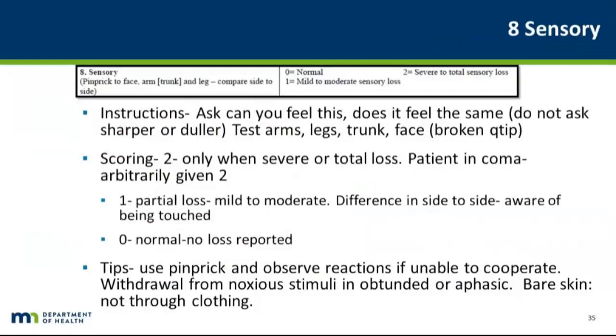For testing, ask the patient, can you feel this? Does it feel the same? Refrain from asking sharper versus duller. Test the arms, legs, trunk, and face.